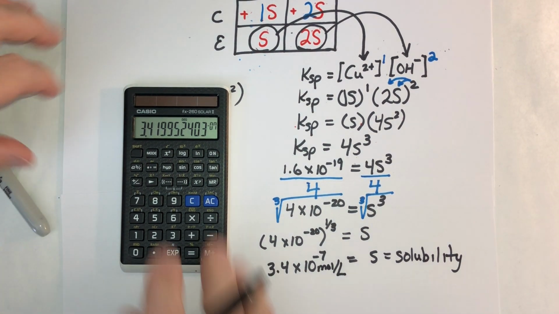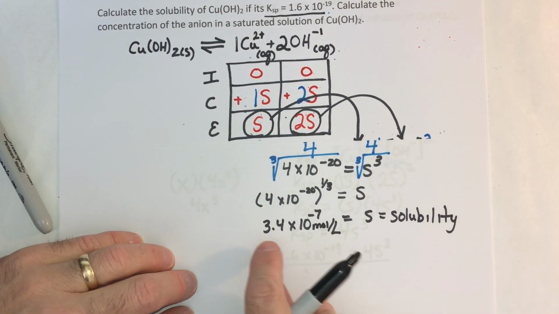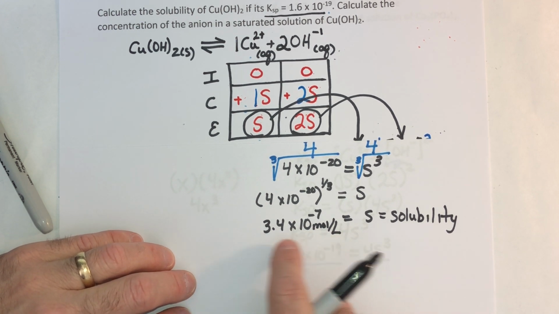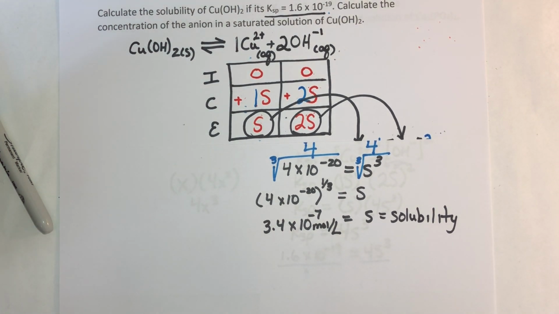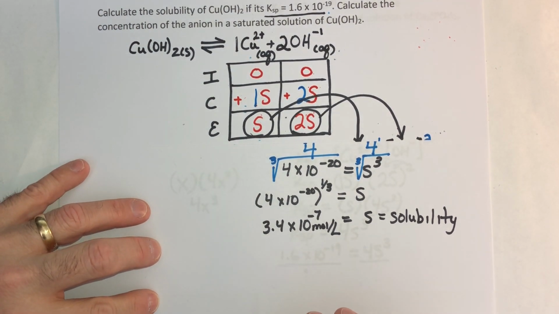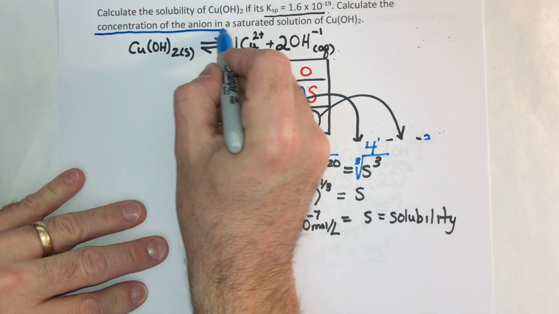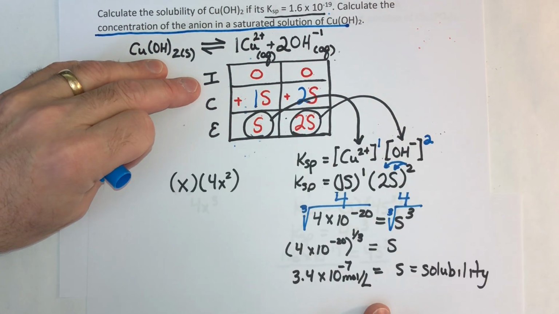So if you attempt to dissolve copper 2 hydroxide in water, you will be able to dissolve 3.4 times 10 to the minus 7 moles in every liter. That is a ridiculously tiny amount, right? Really, really small. Now, if the problem had only asked me for solubility, I'd be finished. But the problem did go on and say, once you've calculated the solubility, I'd like you to do some extra work. So it does ask us to find the concentration of the anion. So here's my anion. Let's find the concentration.